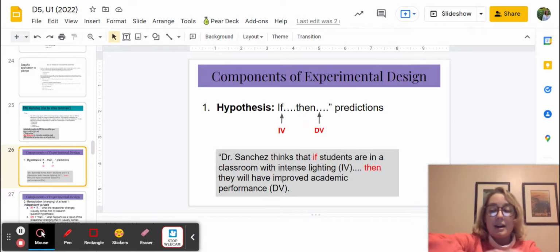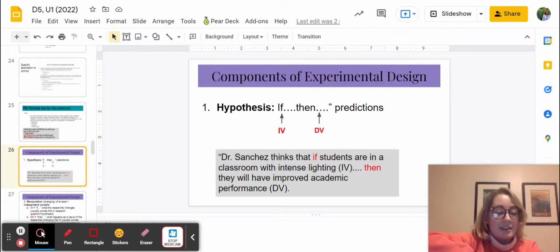What's an experiment without the question you're trying to test and answer? So, that if-then prediction. How the hypothesis typically is set up is that your if is the independent variable, and then after it, the then is the dependent variable.